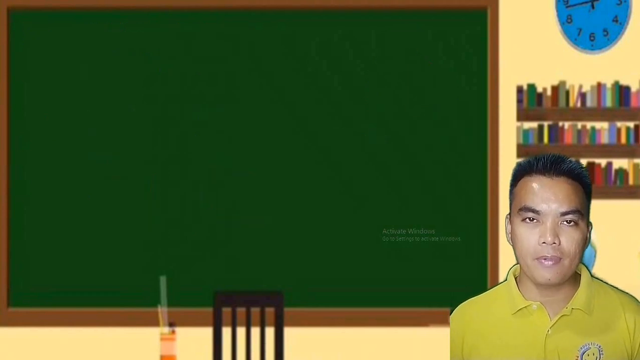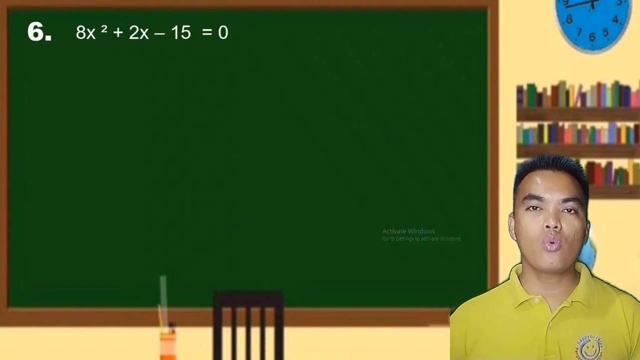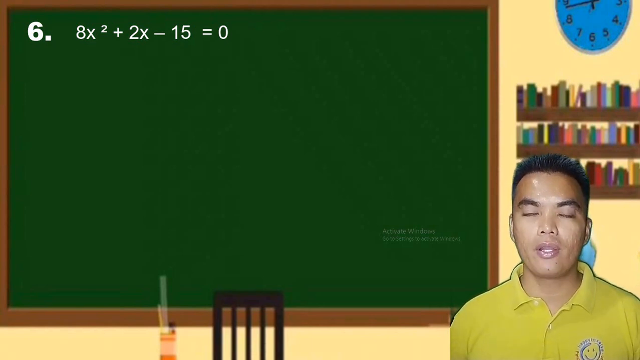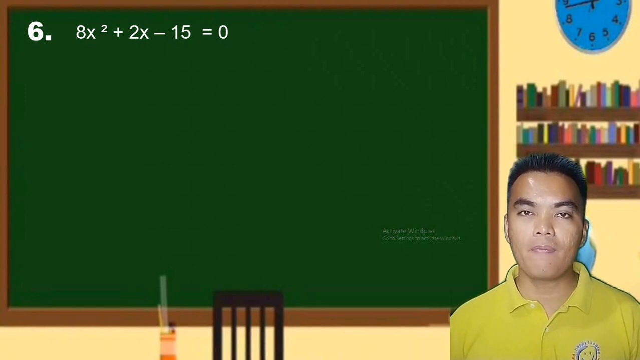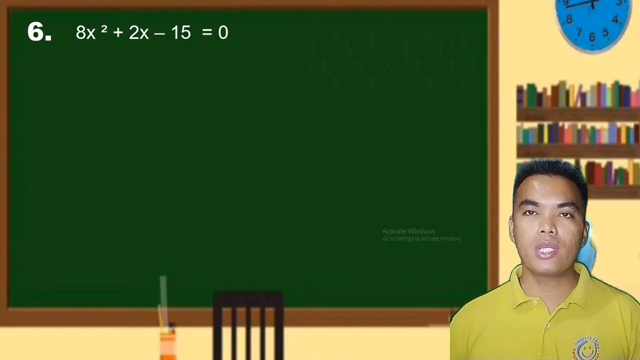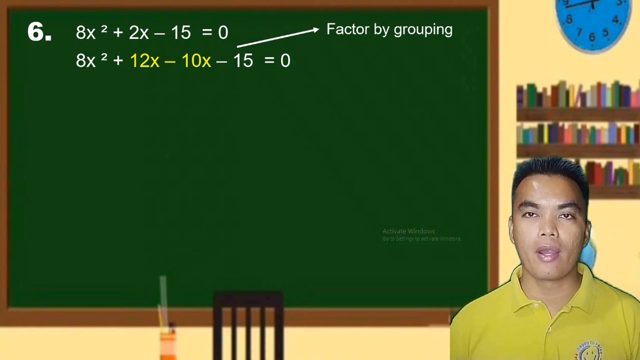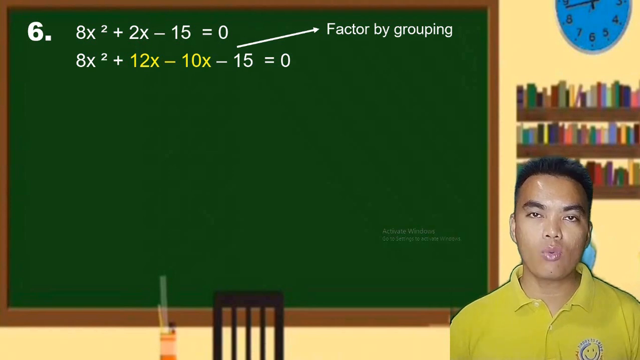So this is the solution of the quadratic equation. Let us have the 6th example. We have 8x² + 2x - 15 = 0. In this given quadratic equation, as you can see, we cannot immediately factor it. So what we need to do is find two numbers that, if added, will result in 2x. In this case, the two numbers are 12x and -10x.